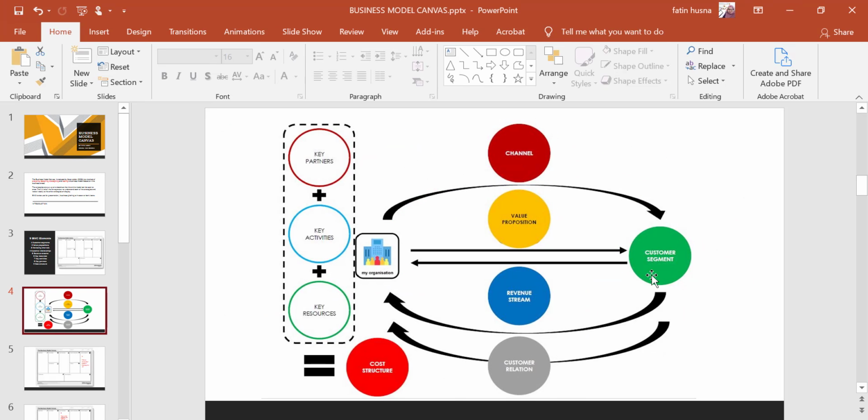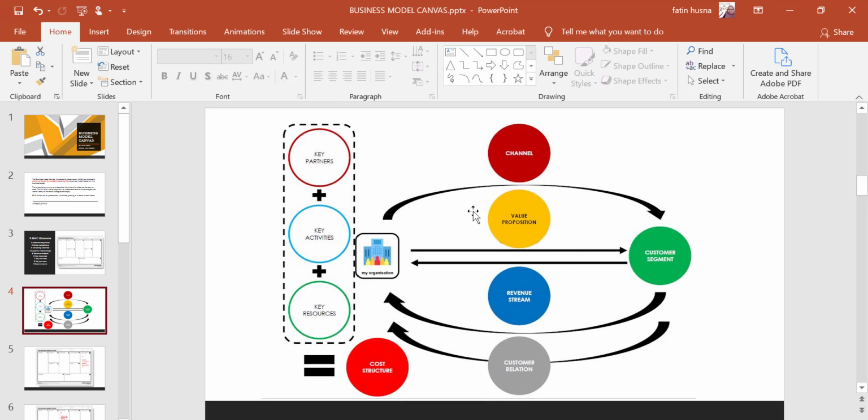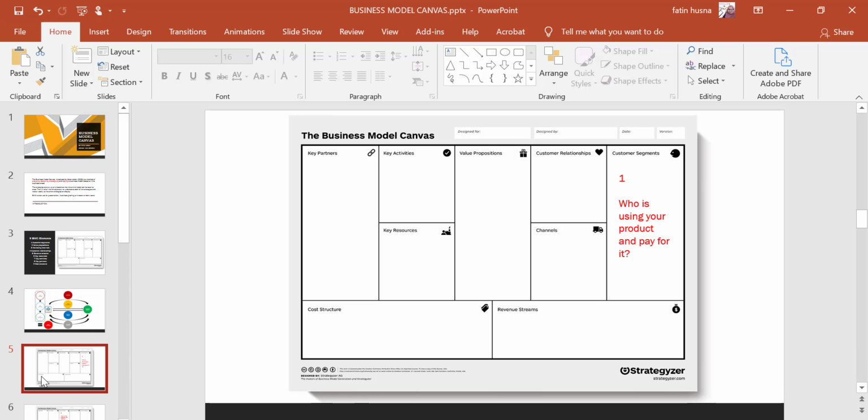So when you manage to sell something, your customer buys something from you, you will have revenue, and also you will have customer relation with your customer. Okay, so basically like that. So this is the mind map on the BMC, how the BMC comes out.